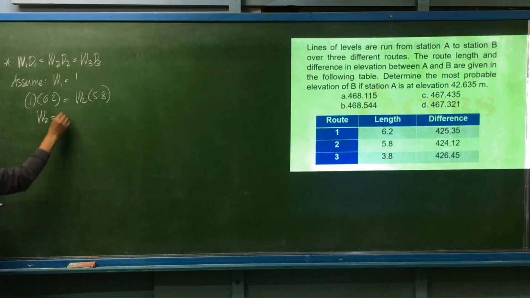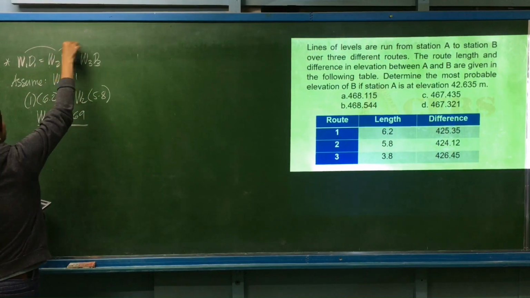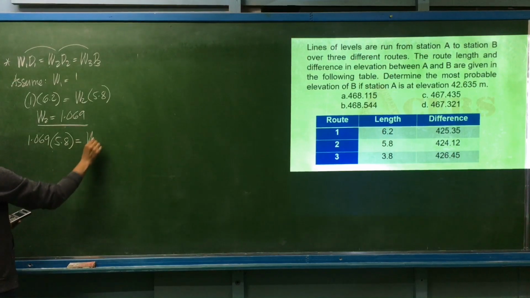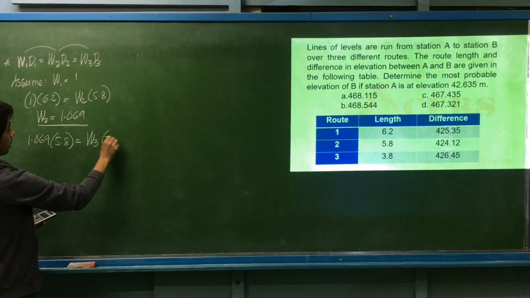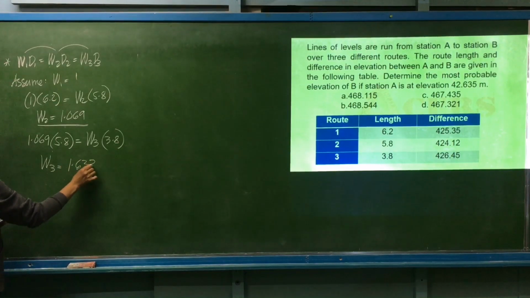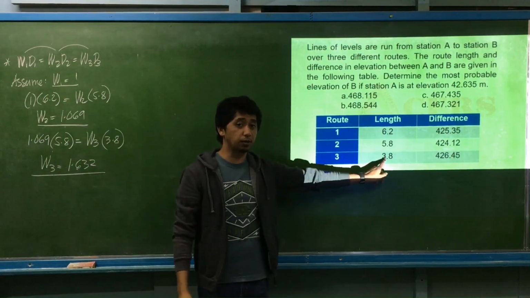That will be equal to 1.069. Then, okay, kinonsider natin yung una. Dito tayo sa pangalawa at pangatlo. Weight number 2 is 1.069. Distance or length number 2 is 5.8. Equal to weight number 3. Then yung length number 3 natin is 3.8. So what will be the value of weight number 3? That will be equal to 1.632. So yun yung mga corresponding weights. Corresponding weights ng mga length na to from A to B.